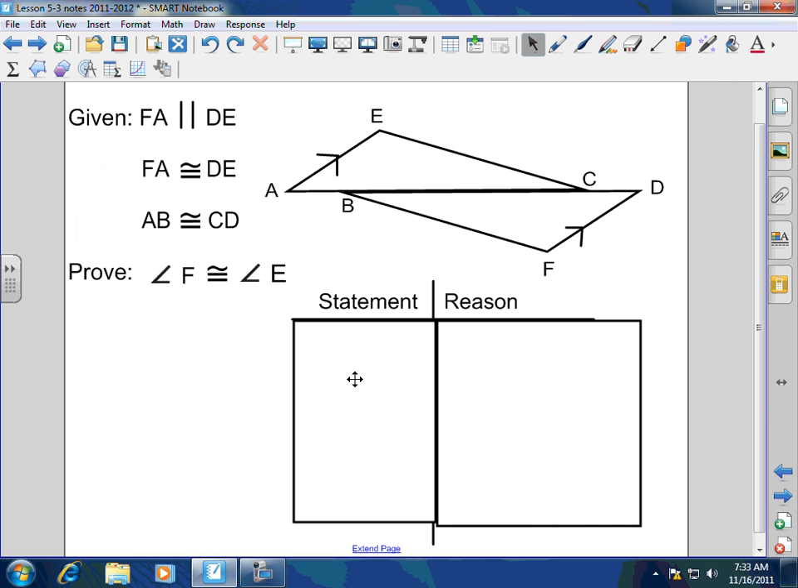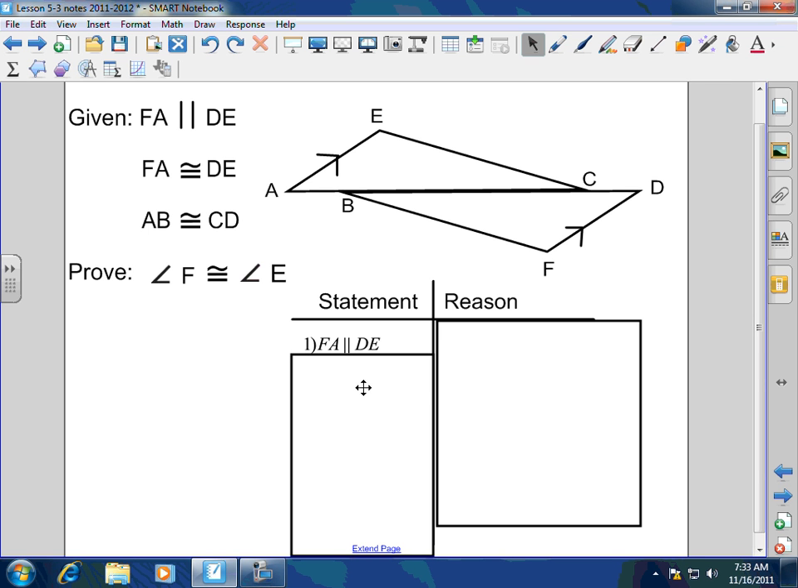So anyways, okay. Statement number 1. FA is, of course, parallel to DE. And the reason is given. Good job. All right, so what do you think the next thing would be? Okay, we know that FA is parallel to DE. And that doesn't make sense.